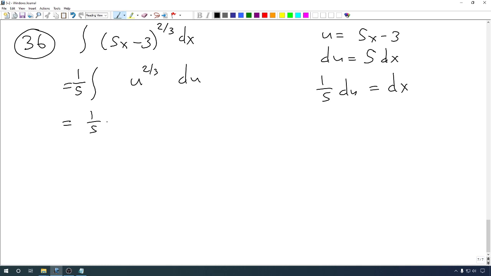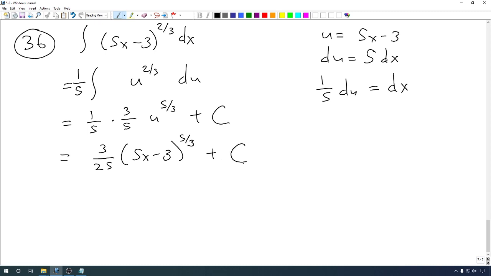And then we just follow our steps from before. We're using the power rule here, our new power. When we add 1 to 2/3, we get 5/3. We then need to multiply by the reciprocal. The reciprocal of 5/3 is 3/5. And we have to add in a plus c. Finally, we go ahead and combine these two fractions. 5 times 5 is 25. u gets replaced back with the 5x minus 3. And we still have the 5/3 power. And we still have the plus c.